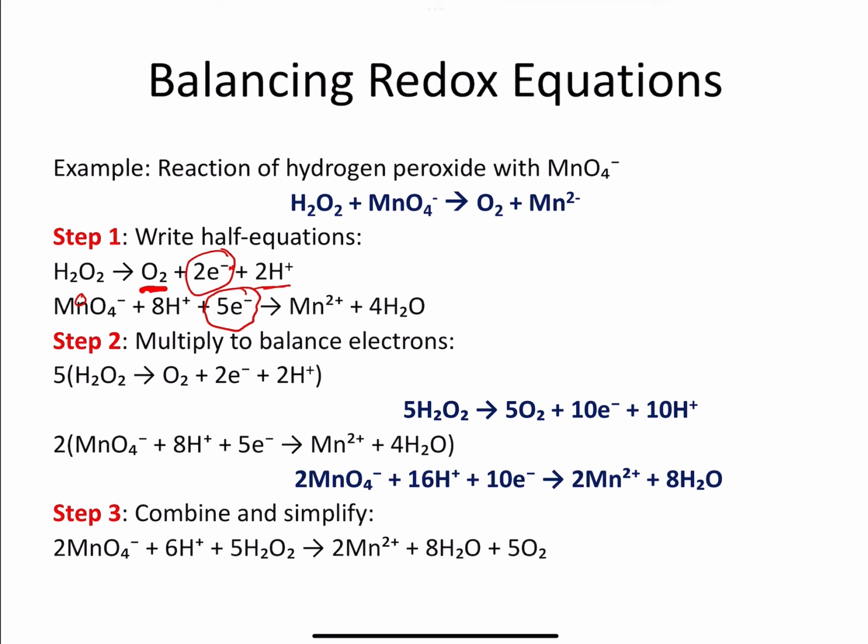So the total, or the balanced equation, will give you 2 manganate and 6 hydrogen plus and 5 hydrogen peroxide, which will give you 2 manganese 2 plus, 8 water and 5 oxygen. The electrons will cancel out, and there are 10 hydrogen plus, or 10 protons here, and 16 protons here. So in total there are only 6.